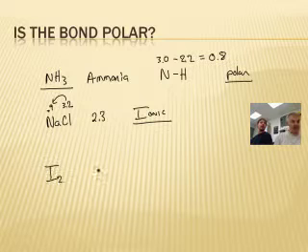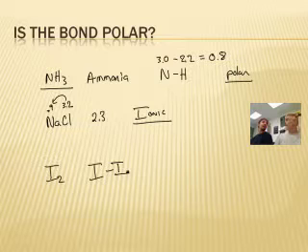What about iodine? Iodine is I2. This one you don't even have to do the math. Anything that's bonded to itself is always going to be 0. So it's just non-polar.